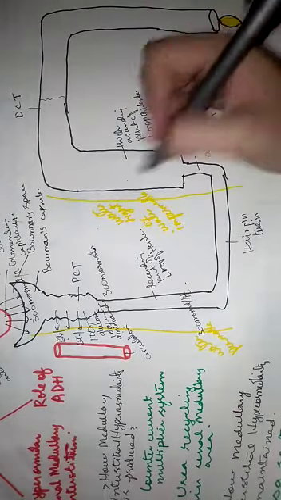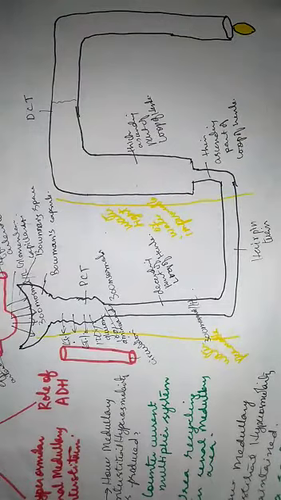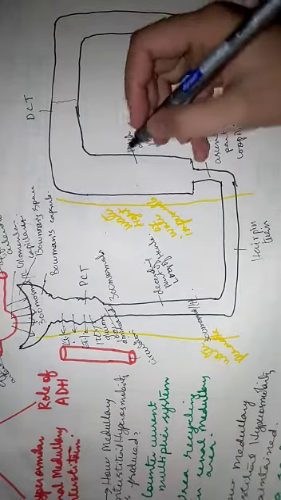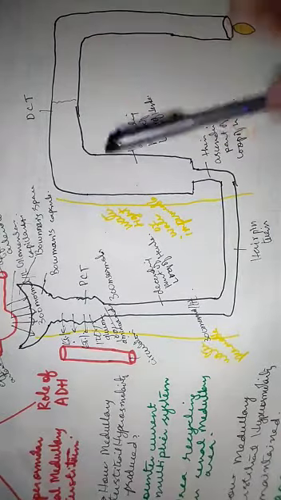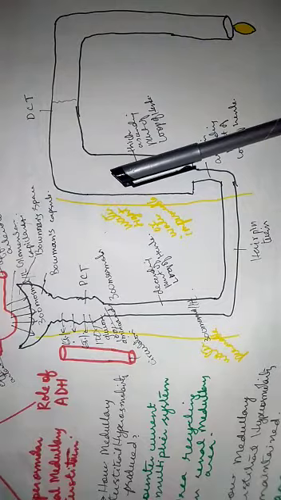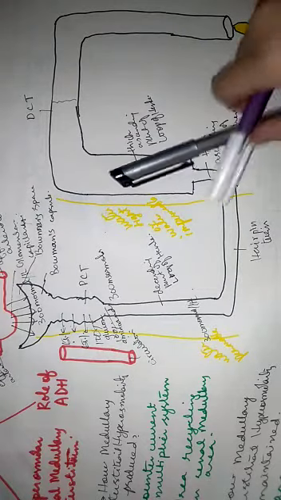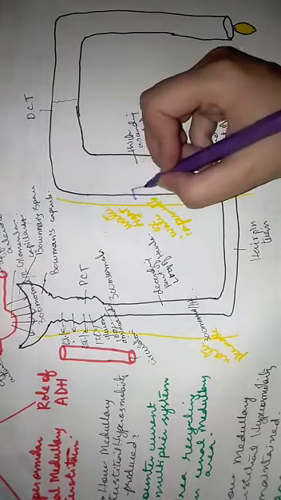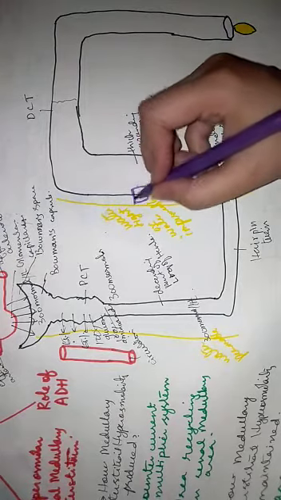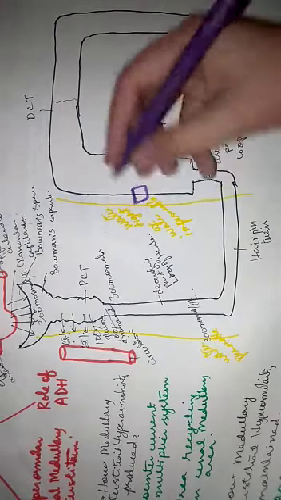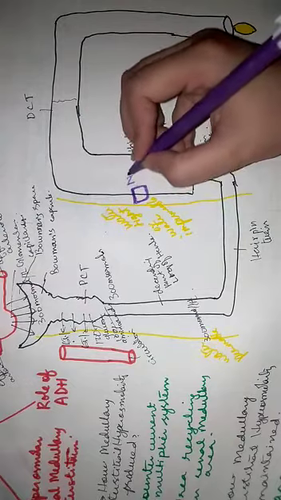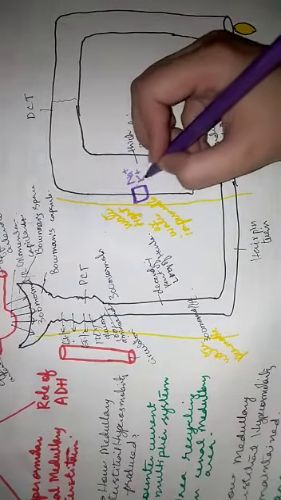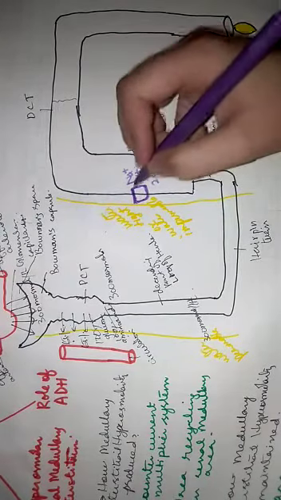Here the solutes are freely reabsorbed into the circulation, but the water doesn't follow because this portion is watertight. Here in this part, that is the thick ascending part, there are pumps. This is known as the transporter or pumps, you can say, that is sodium potassium 2 chloride pump.